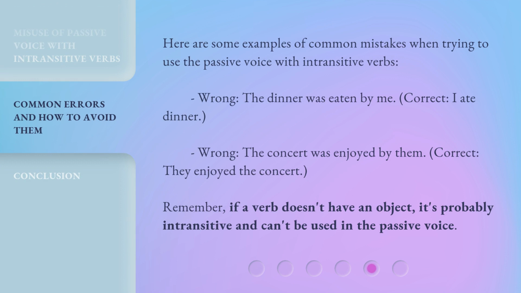Here are some examples of common mistakes when trying to use the passive voice with intransitive verbs. Wrong: "The dinner was eaten by me." Correct: "I ate dinner." Wrong: "The concert was enjoyed by them." Correct: "They enjoyed the concert." Remember, if a verb doesn't have an object, it's probably intransitive and can't be used in the passive voice.